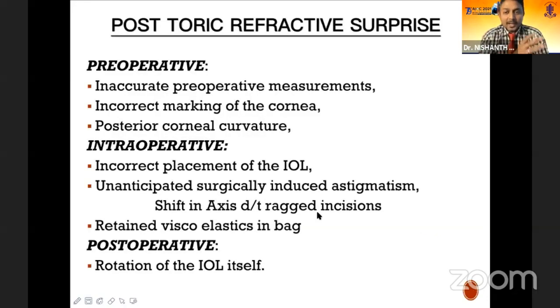So where can the surprises come from? One, preoperatively: inaccurate preoperative measurements, inaccurate marking of the cornea, and posterior corneal curvature, which is not taken into account. Intraoperatively: the placement of the IOL, the shifting of the axis, and retained viscoelastic in the bag. And postoperatively, the main one is rotation of the lens by itself.